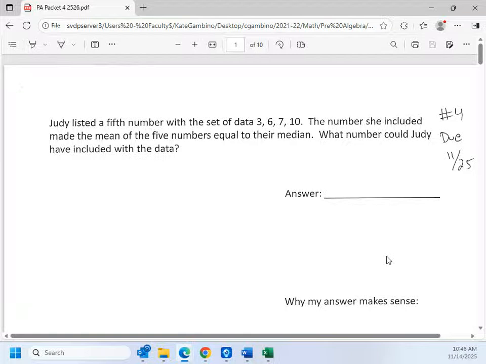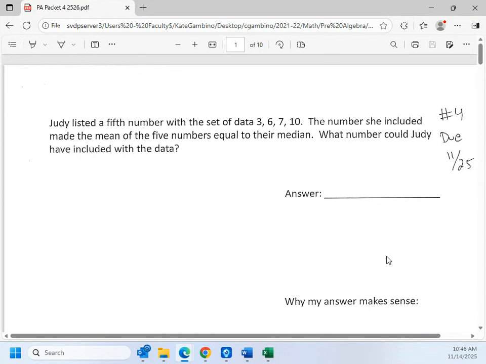Good morning. Today we are working on packet number 4. It is due on November 25th, the Tuesday before Thanksgiving, our last day of the trimester. Remember, there will be no late packets accepted. They must be turned in by then.